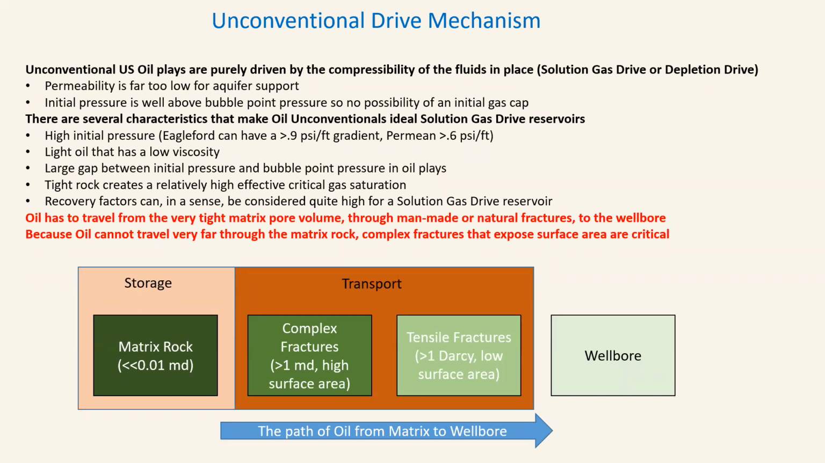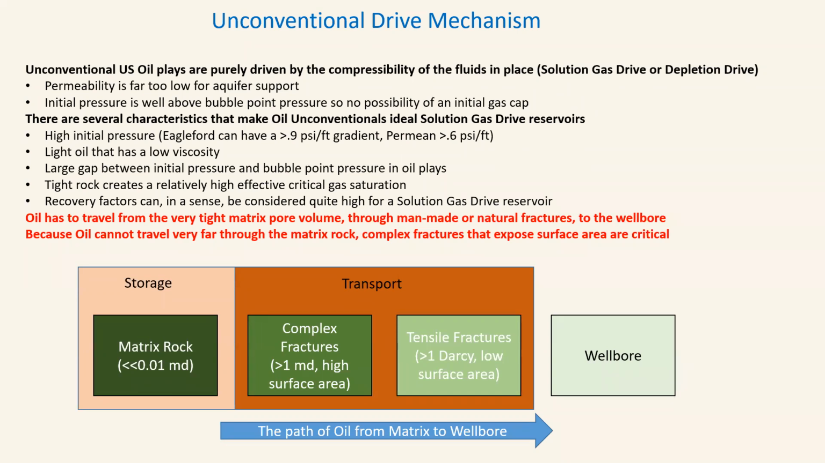So that very tight matrix rock with less than 0.01 millidarcies, in some cases far less, can't go to the wellbore directly. It has to first travel through the hydraulic fractures we make or whatever natural fractures exist to get to the wellbore. Now, tensile fractures alone, the kind of bi-wing fractures you see in a lot of images, aren't enough to do this, because if the rock is more than a couple feet away from the tensile fracture, it can't travel that far within the time frames we're dealing with in terms of years. So it needs complex fractures. And then from those complex fractures, it can take the short distance to the tensile fractures. And then the tensile fractures will act as the pathway to the wellbore.